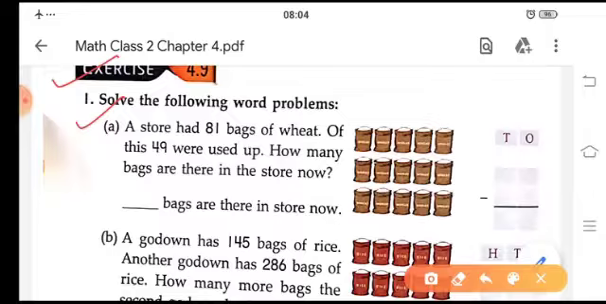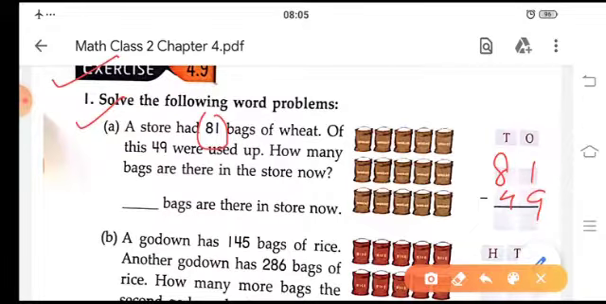A store had 81 bags of wheat. Of this, 49 were used up. How many bags are there in the store now? So 81 bags, we write over here 81 bags. Okay, then 49 were used up. We write here 49, and we are going to tell how many total bags are left in the store.